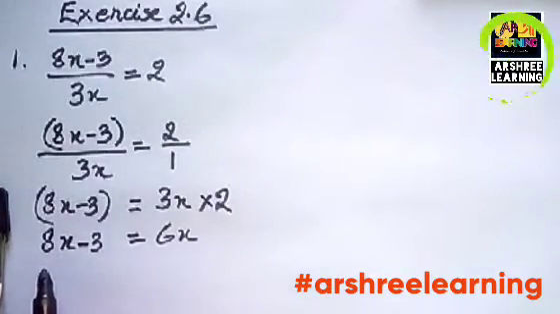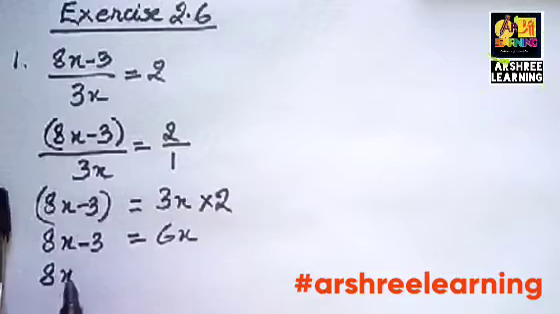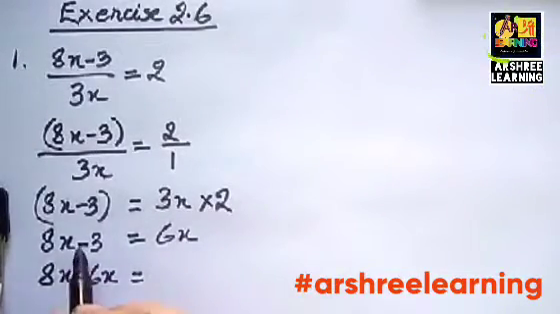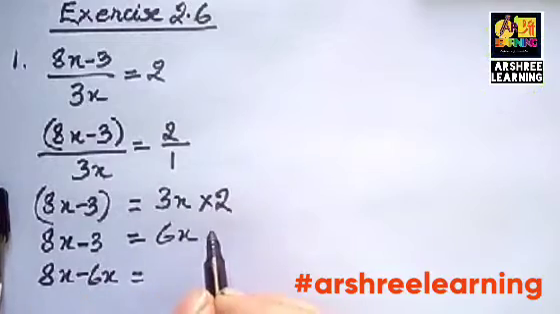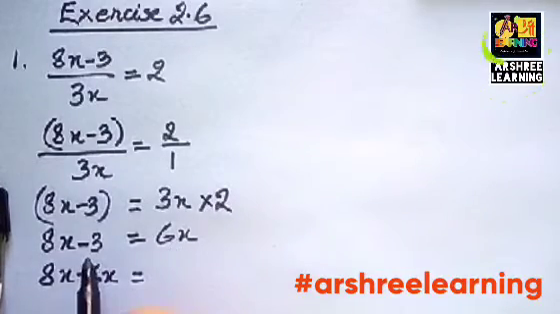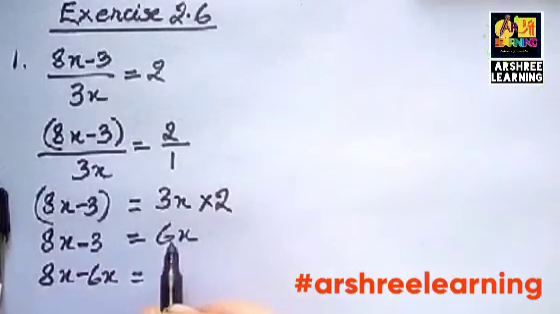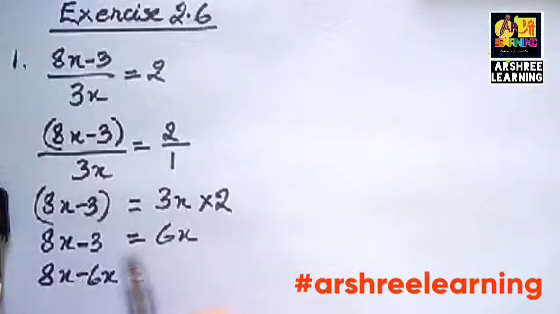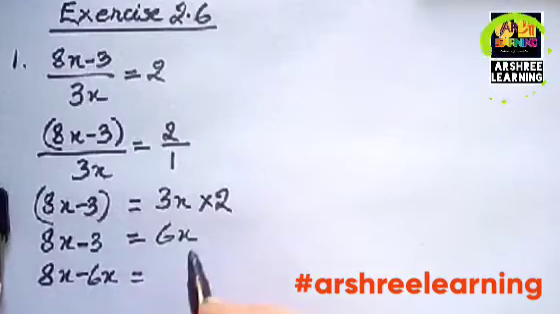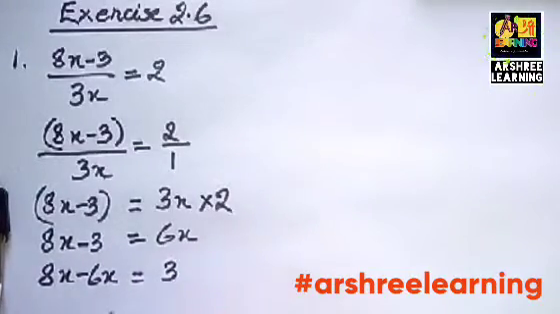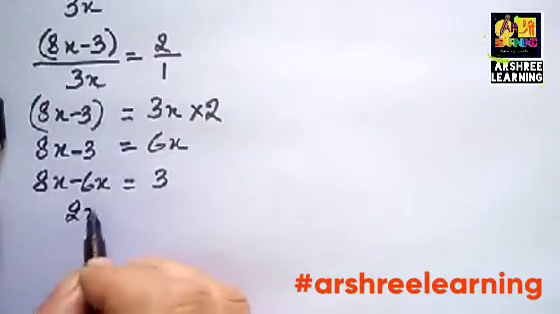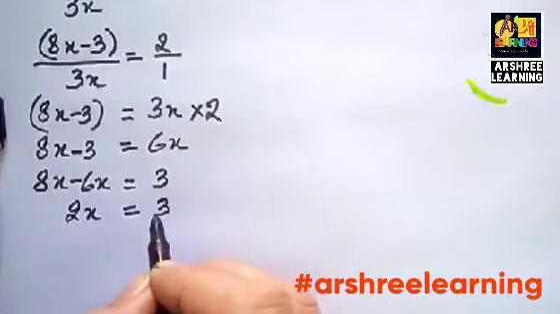Now bring x on one side, so 8x minus 6x is equal to, and bring 3 on the right side. Bring 6x on the left side and 3 on the right side. So 6x, when it comes on the left side, will become minus 6x, and when minus 3 comes on the right side, it will become plus 3. Now 8x minus 6x will become 2x is equal to 3.